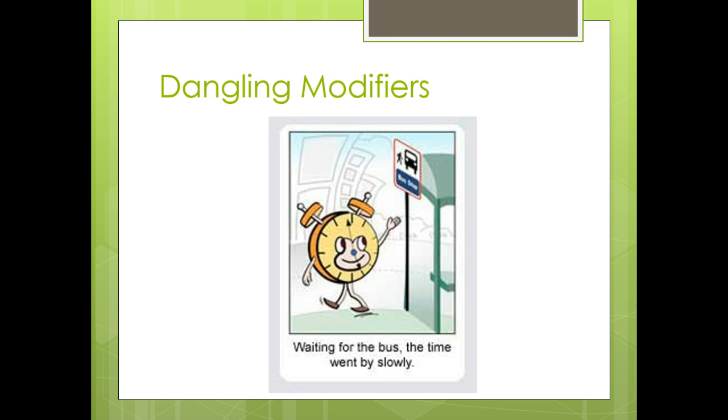The other type of modifier we're going to talk about is a dangling modifier. And that happens when the first part of the sentence seems to imply that it's modifying a noun that's not there. Waiting for the bus, the time went by slowly. Well, who or what is waiting for the bus? In the sentence, it looks like time is waiting for the bus, which is confusing.